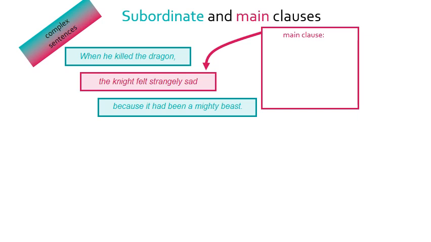He felt something. I have a subject, the knight, and I have a verb, felt. It is correct. It's a simple sentence alone. Alone, it's a simple sentence, and it gives me a complete idea. When I read it alone, it gives me a complete idea.